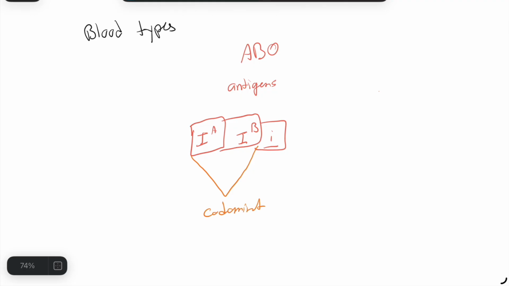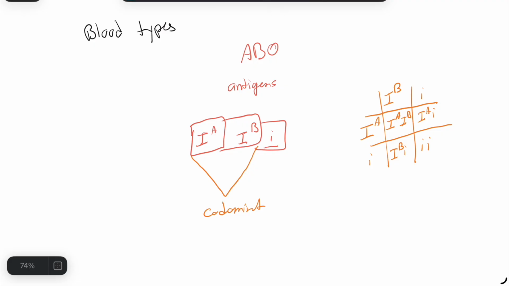If we were to make a Punnett square with the two parents, again, a monohybrid cross, let's say one parent is I^B and lowercase i, and then the other one is I^A and lowercase i. Well, let's look at what we can have. We can have I^A I^B, I^A with a lowercase i, I^B with a lowercase i, and then two lowercase i's.